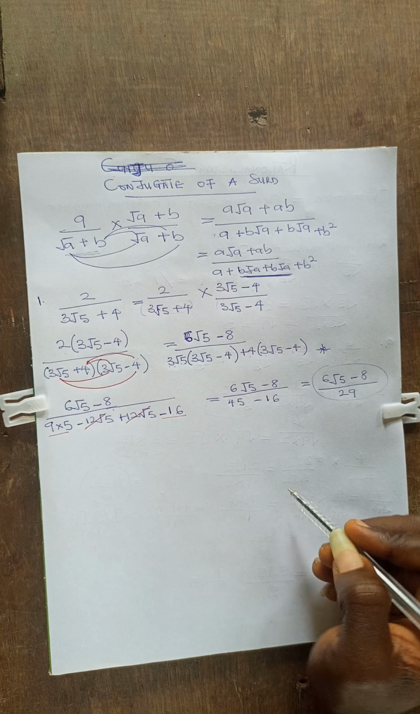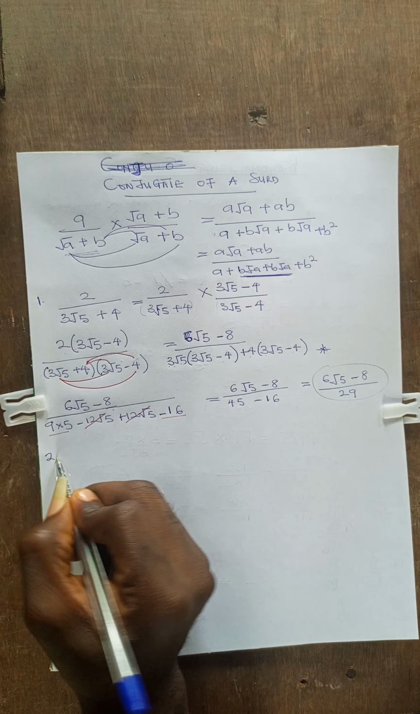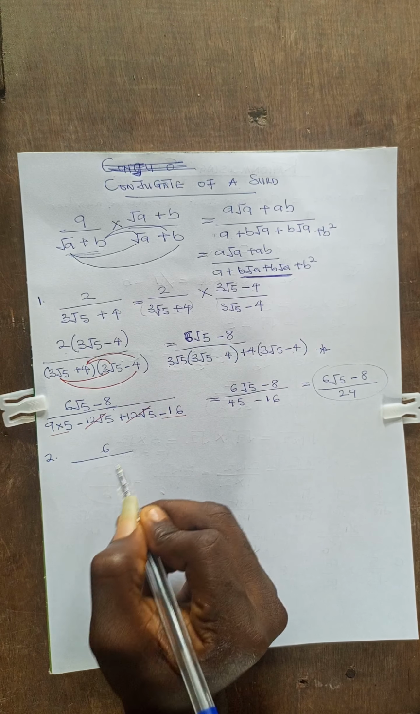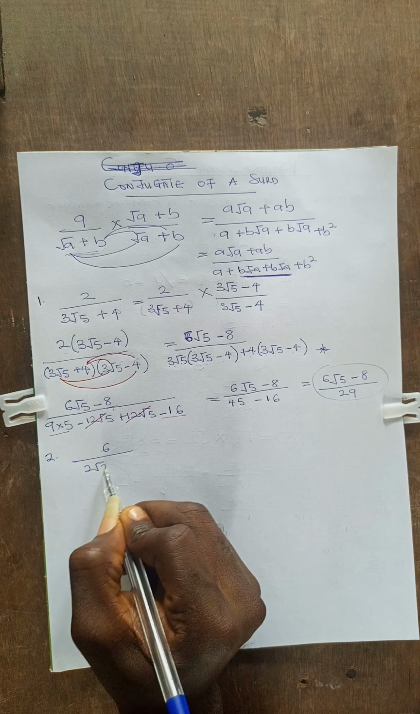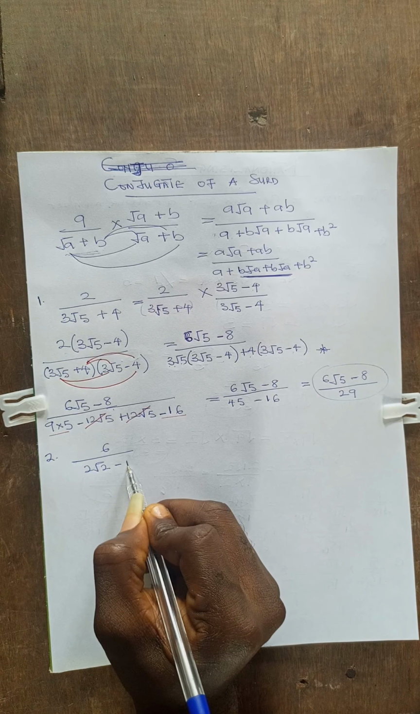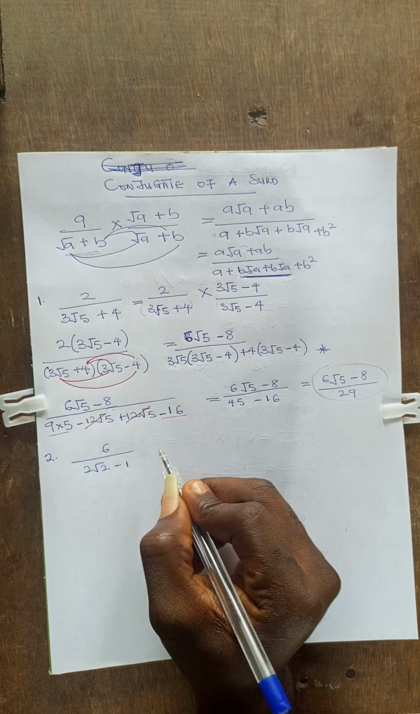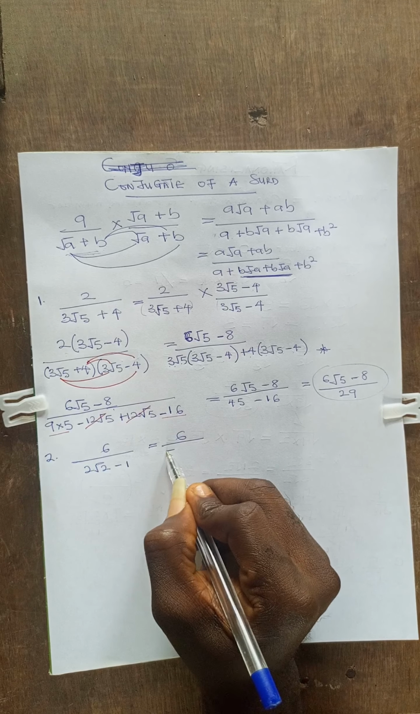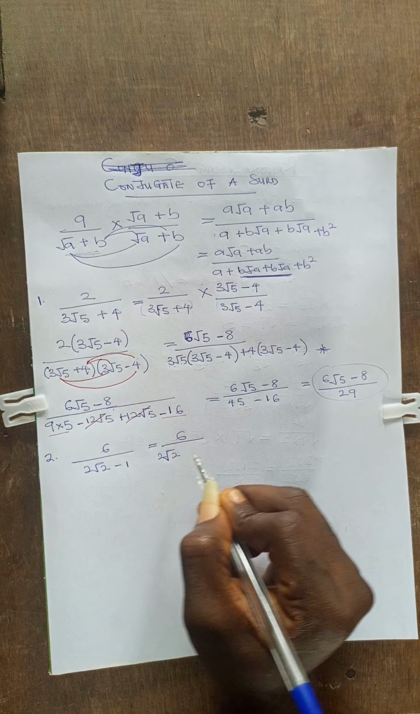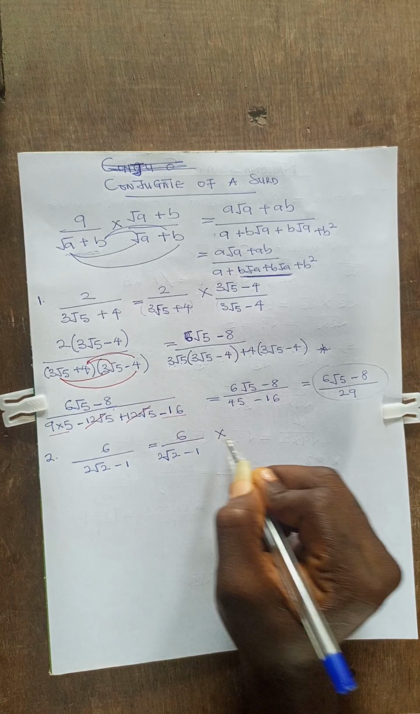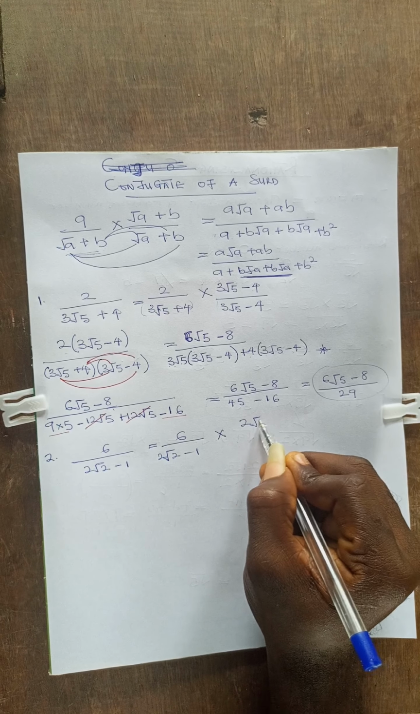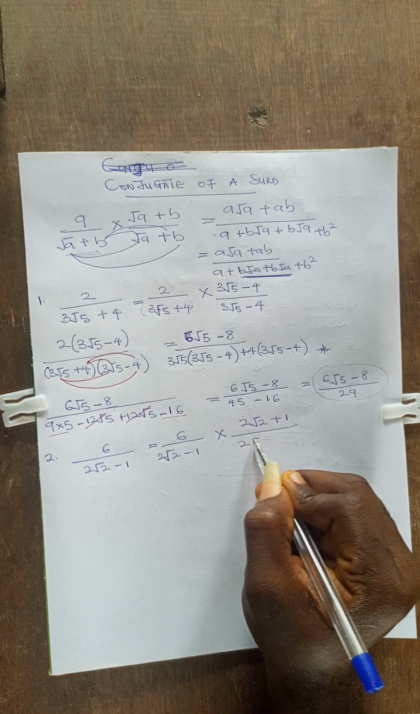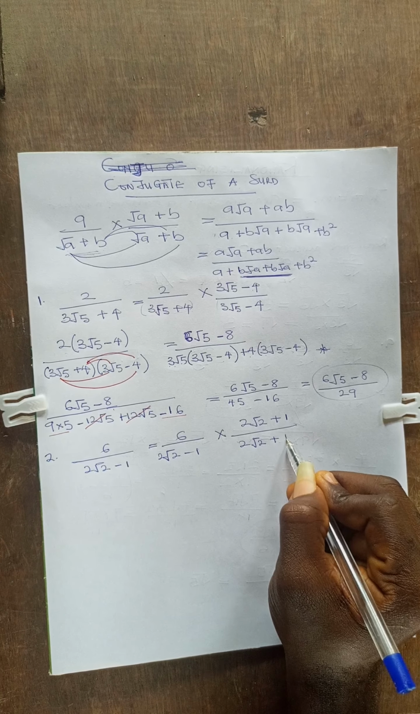One more example for the sake of understanding. So let's imagine we have 6 over 2 root 2 minus 1. So what do you do now? You multiply the two sides by the same number but you change the sign. So you have 6 over 2 root 2 minus 1. You multiply it by 2 root 2 plus 1 all over 2 root 2 plus 1.